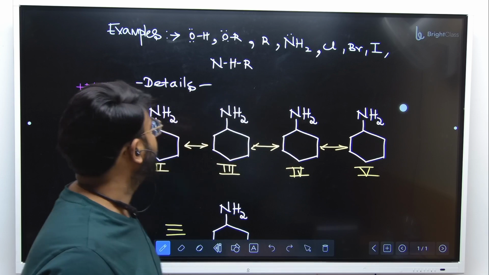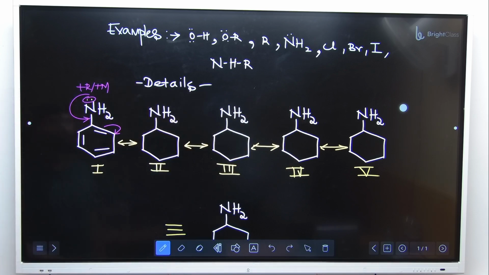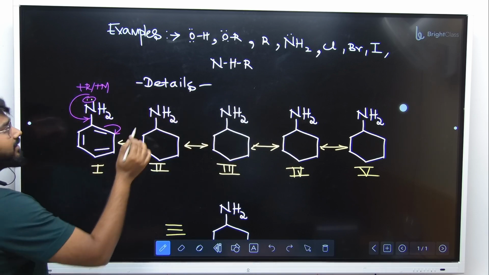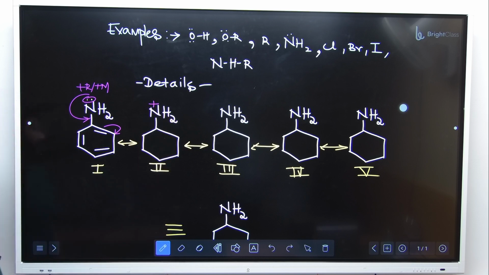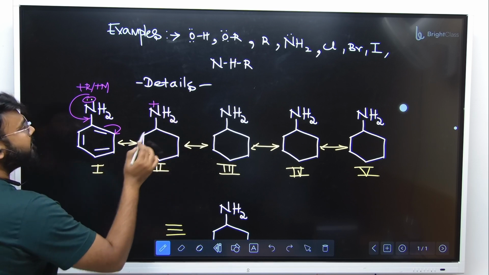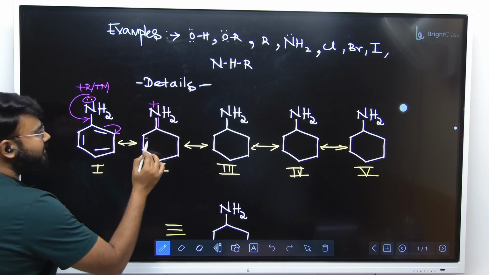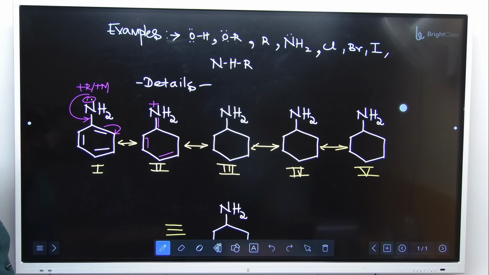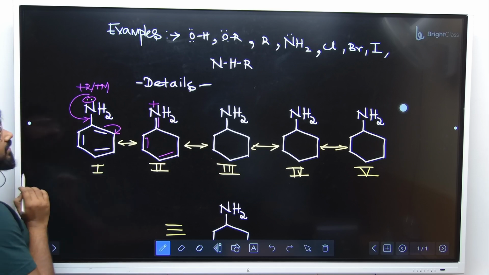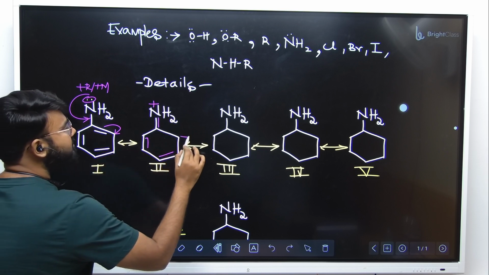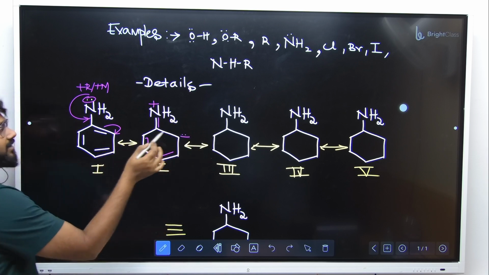Now tell me, when this is directed here, the nitrogen will have a plus charge. Yes or no? And what will happen? The double bond will come here. Here and here, nothing has happened, so we'll write as it is. Is it clear? Now, where will be the negative charge? The extra lone pair is here, right?